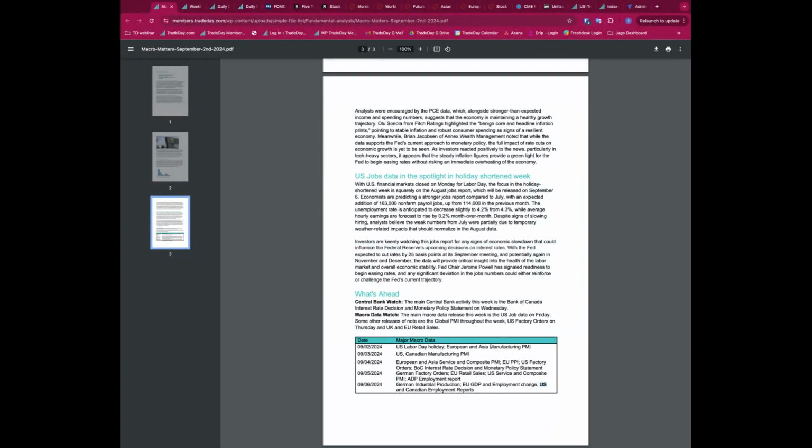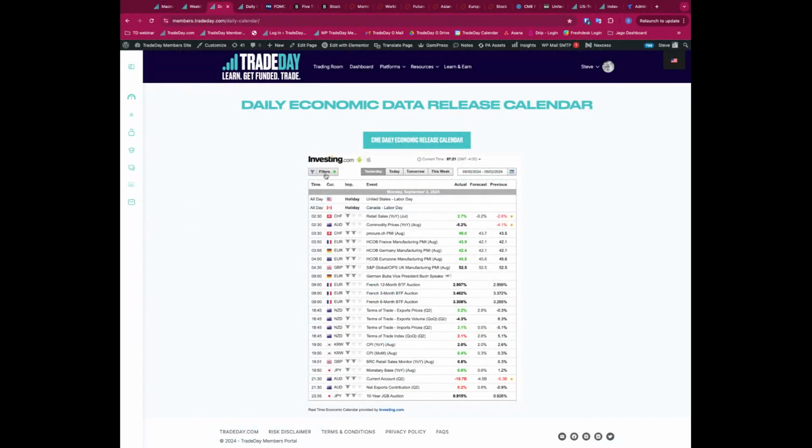So we've basically got back-to-back PMI data from either Europe or Asia or the US and Canada coming through Monday, Tuesday, Wednesday, Thursday, with also the ADP employment and then the jobs report on Friday. So it's a busy week because those PMI data are split out through the week, Monday through Thursday, because of the US holiday.